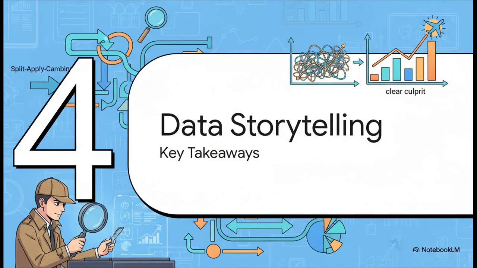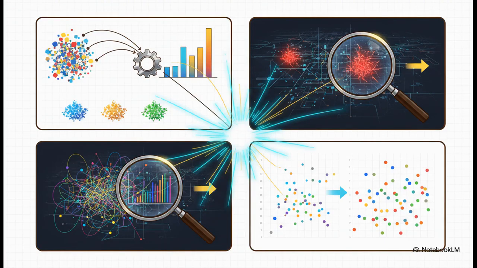So let's just recap. We went from a really messy chart of flight delays all the way to a clear culprit, and we've seen how to build much richer visualizations. So let's wrap up what we've learned as data detectives today. So, what are the big takeaways? First, split, apply, combine is your fundamental technique, your secret weapon for finding clues in the noise. It lets you start broad, find something weird, and then zoom right in on the details.